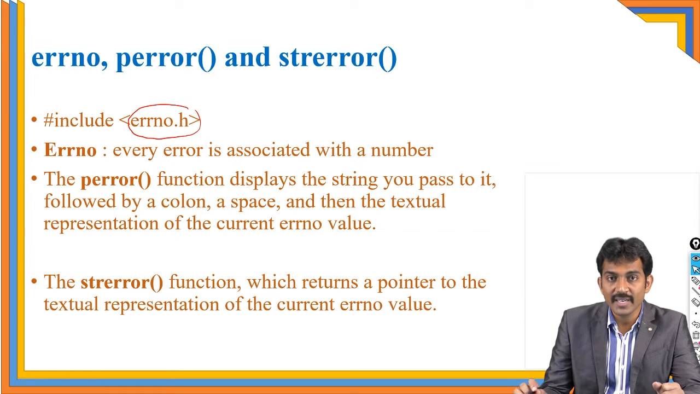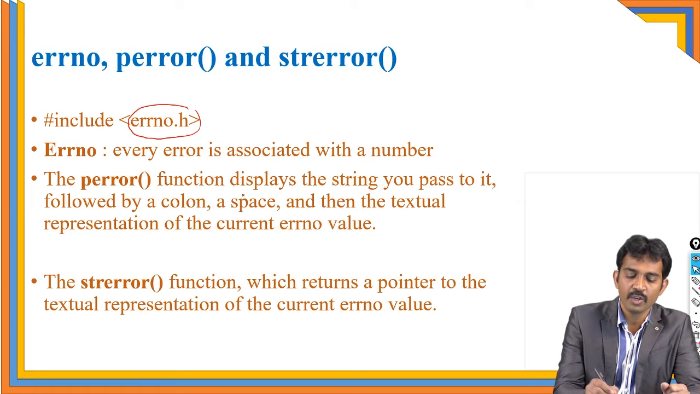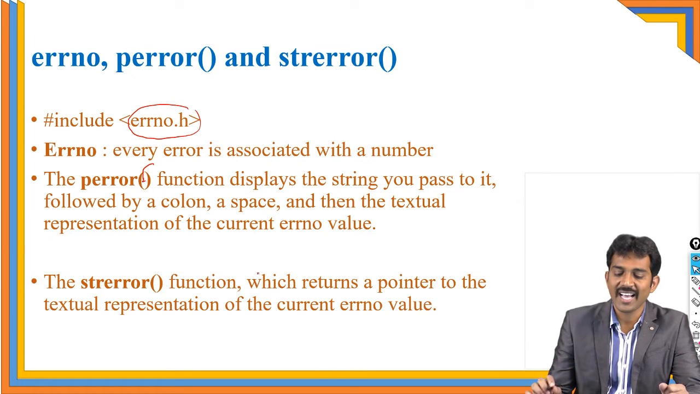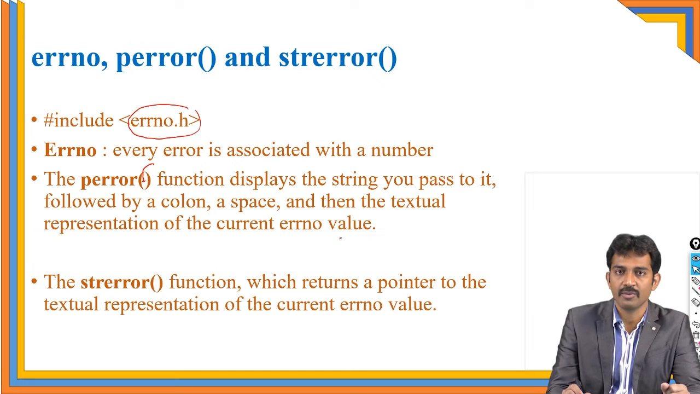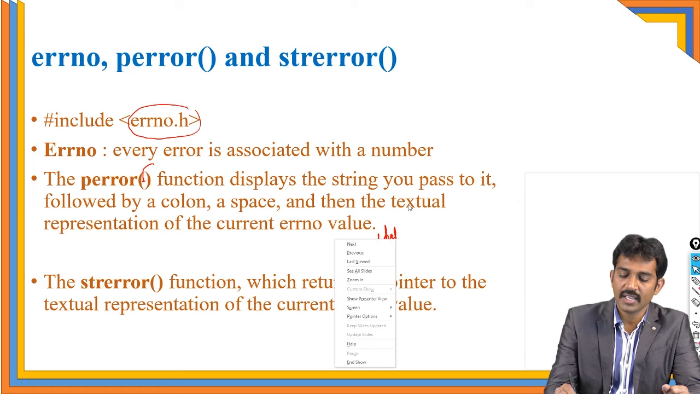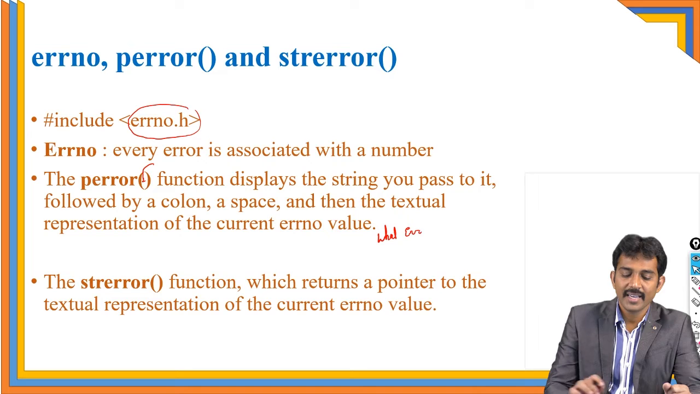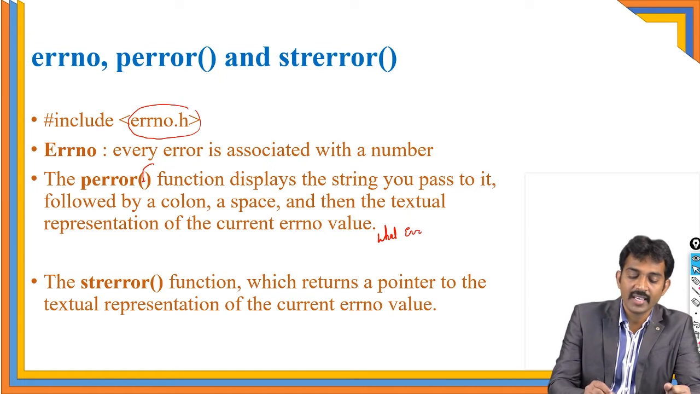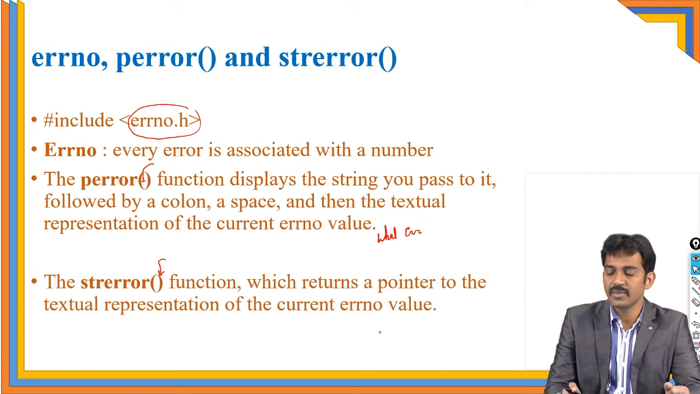And the perror is going to display a string. You pass a string to it, and whatever you pass here, it is going to print that, followed by a colon and a space, then the textual representation of the current error value. What error it generates. And strerror is a function that converts your error value, the error number, into the textual representation. So we'll see one by one.